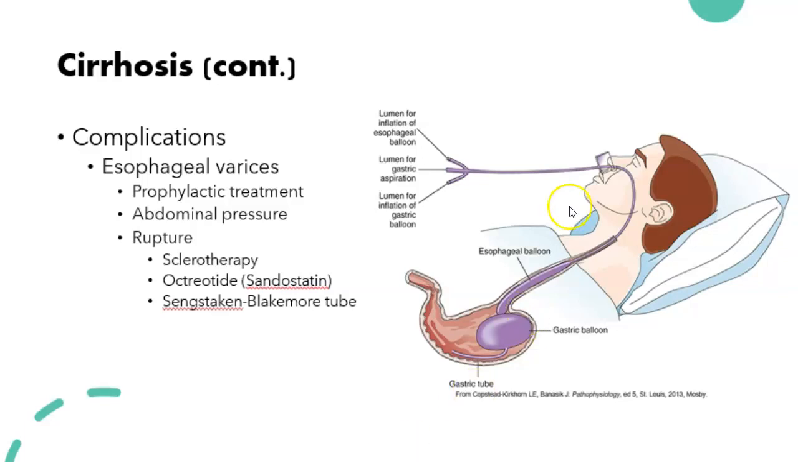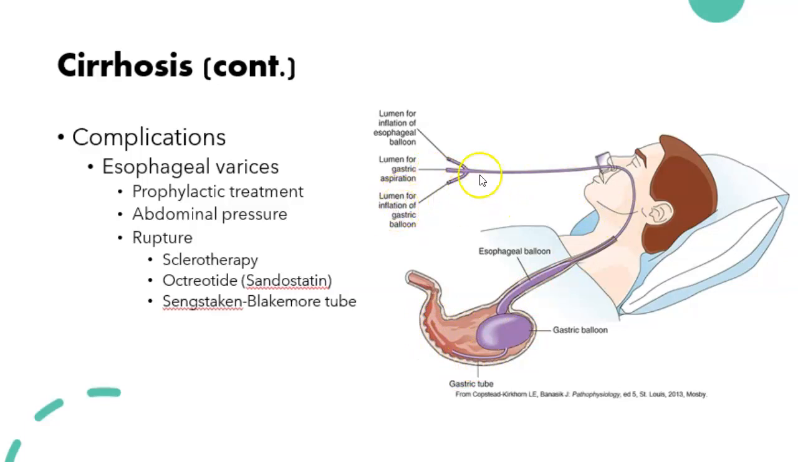So here's a picture of the tube that we're talking about. Now you have 3 different lumens. So one lumen is for the inflation of the esophageal balloon here. So we inflate this balloon to stop that bleeding. Lumen for gastric aspiration. So it will pull any kind of blood, or if there's gastric acid or food or anything, pull that out through this tube for gastric aspiration.